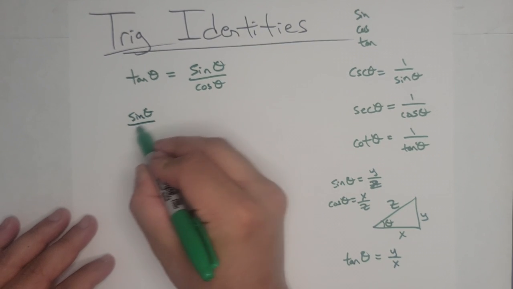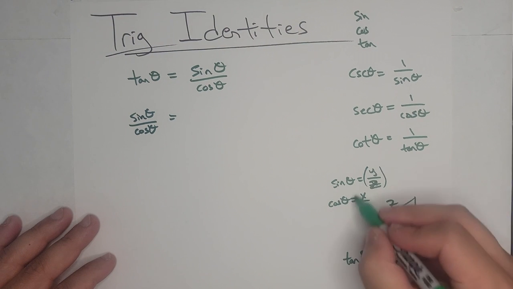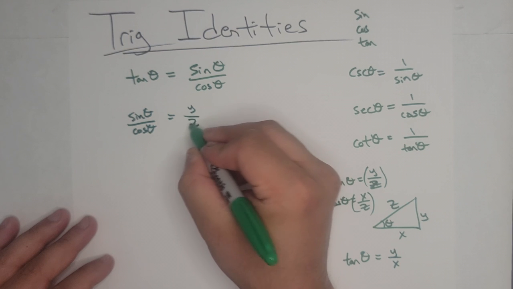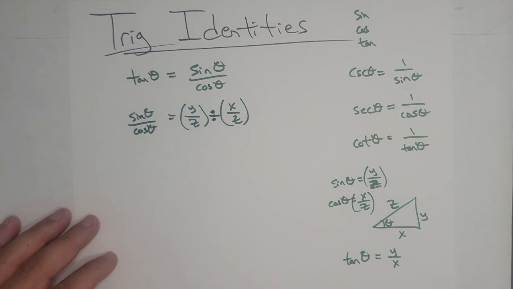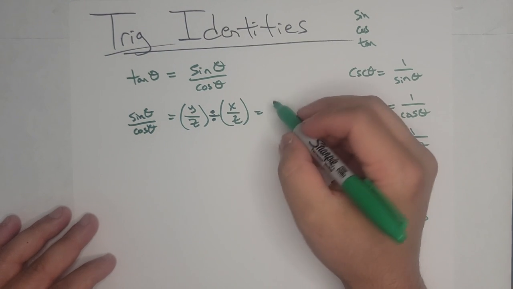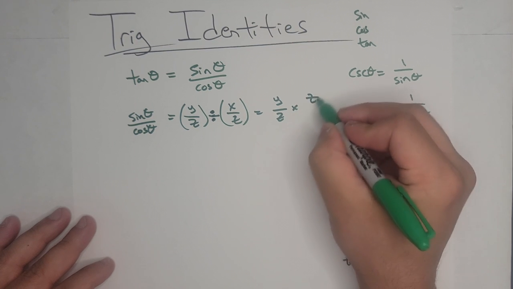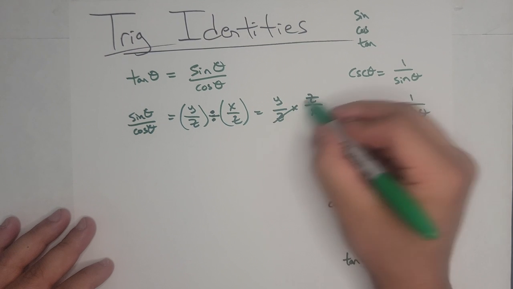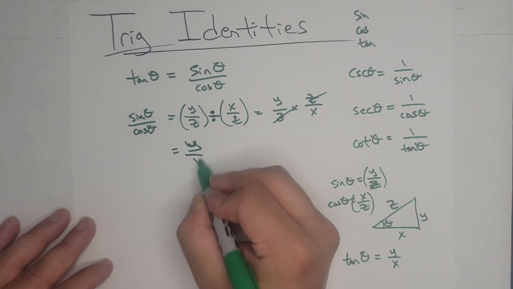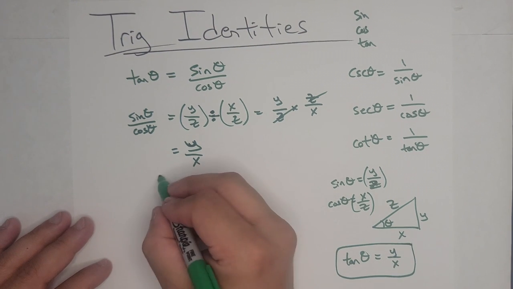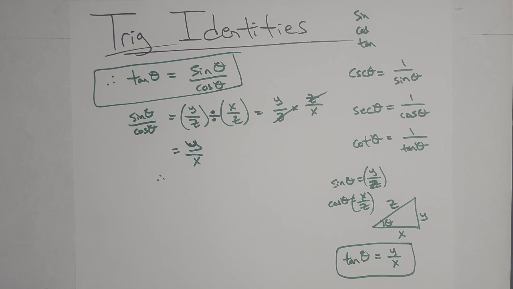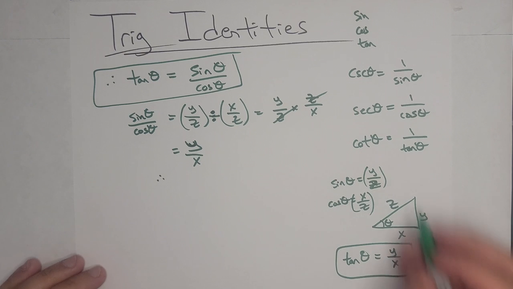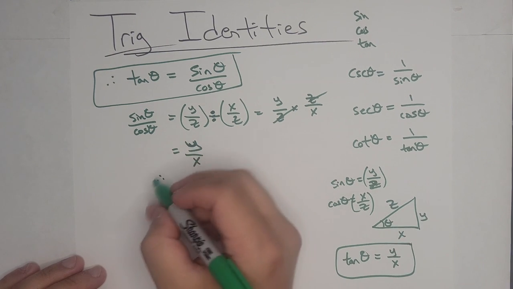sine theta over cos theta, if I was to plug these variables in, ratios divided by ratios, this will become a flip, we'll cross multiply, but basically y over z times z over x. The z will cancel and you're left with y over x, which is tan theta. Therefore, this identity is true. So now we can do another one. If we were to do the exact same logic as this, there's another identity.